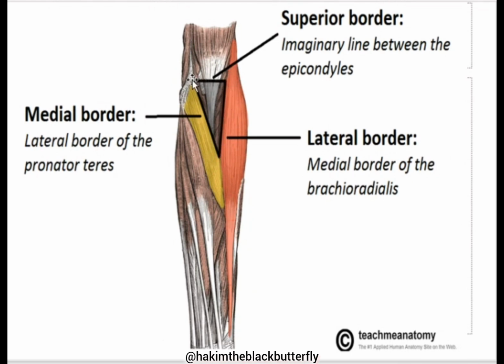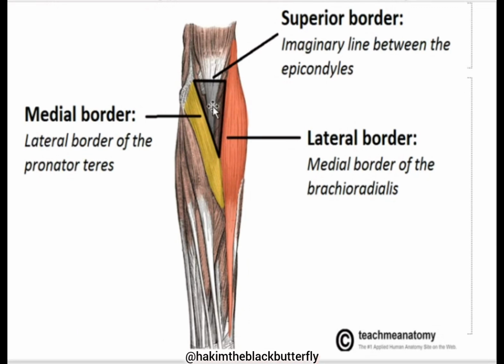The superior border is formed by an imaginary line between the medial epicondyle and lateral epicondyle. An imaginary line, meaning that it does not exist, you imagine it, between the medial epicondyle and lateral epicondyle. So these are the borders of the cubital fossa.